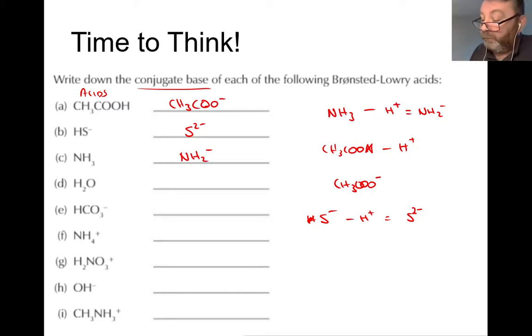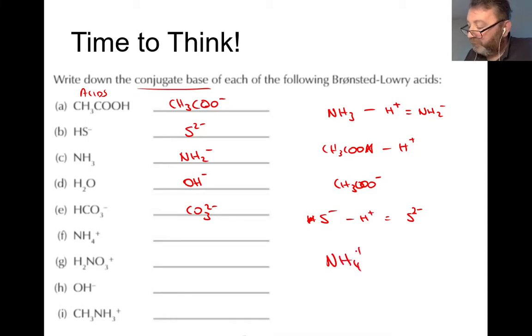So allow me to do this quite quickly. H2O, when it loses a proton, will become OH-. HCO3-, when it loses a proton, will become CO3 with a double negative. NH4+, when it loses a proton, now be careful here, look.